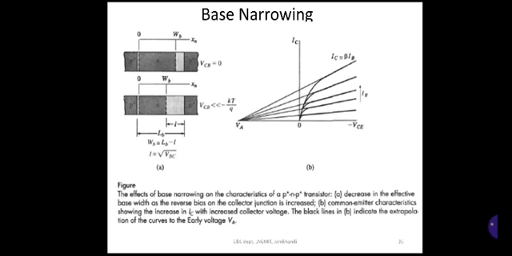So if the base region is lightly doped, the depletion region at the reverse biased collector junction can extend significantly into the N-type base region. Observe the figure carefully. As shown in figure A, we know that the emitter and the collector both are heavily doped P type, whereas the base N is lightly doped. So if the base region is lightly doped, then the depletion region at the reverse biased collector junction can extend into the N-type base region.